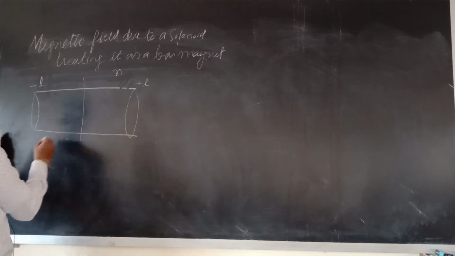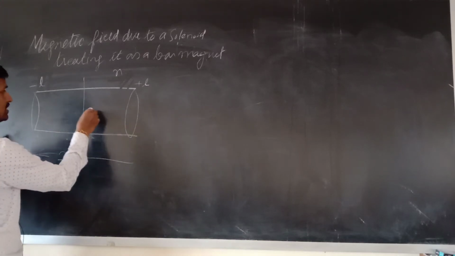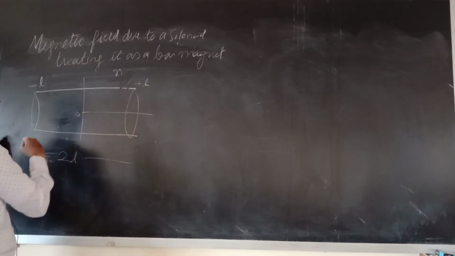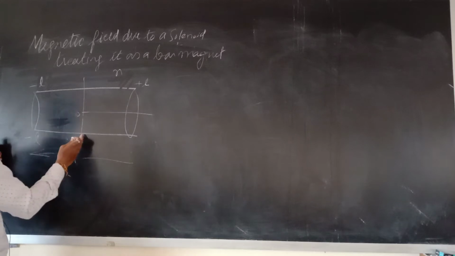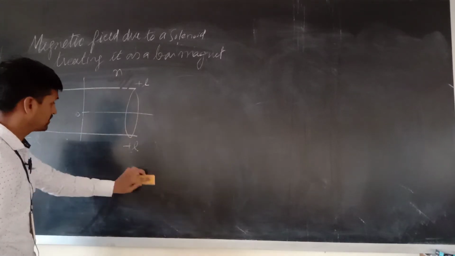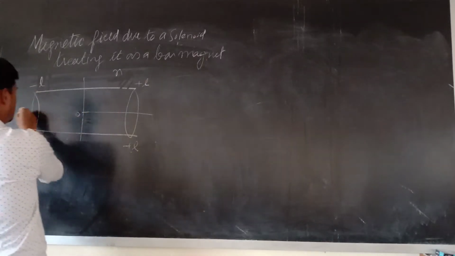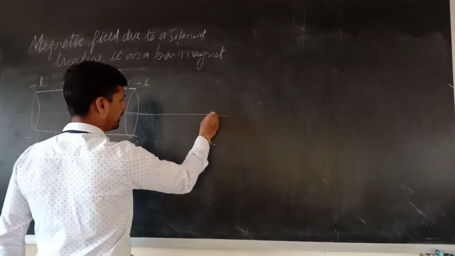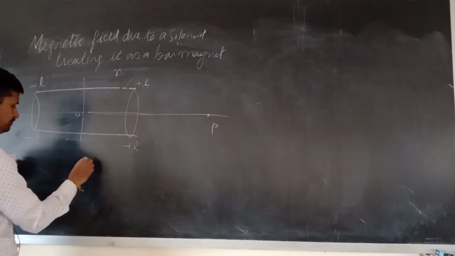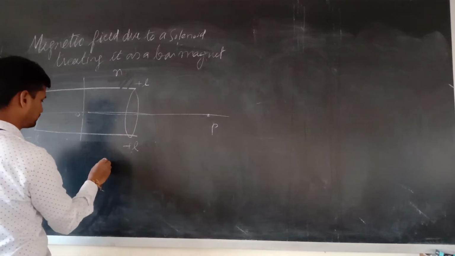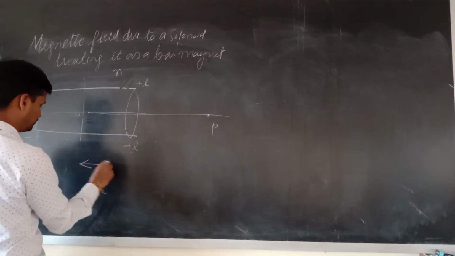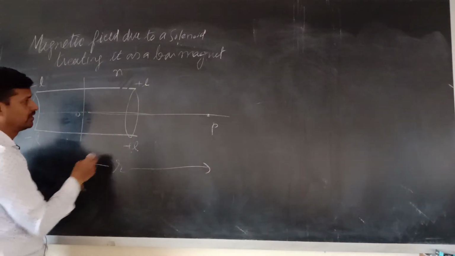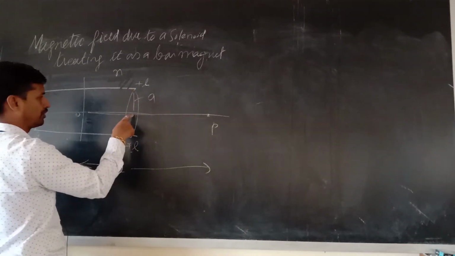This total length is, children, 2L, and imagine this is the x-axis, this is the y-axis. Here is the origin, this side it is minus L, right side it is plus L. This straight line is the axis of the solenoid. Let P be any point at a distance of r from the center of the solenoid. Let a be the radius of this solenoid.